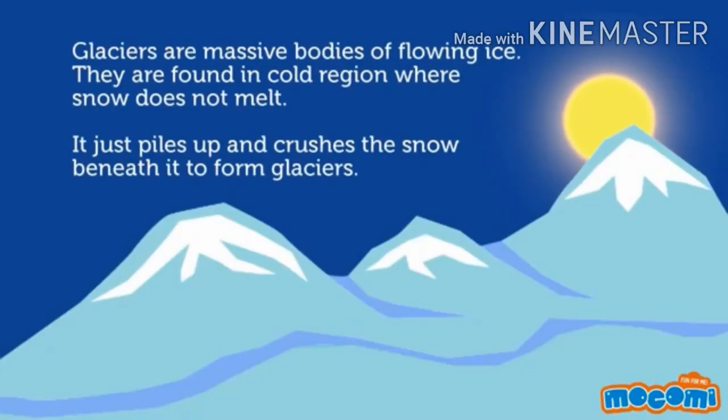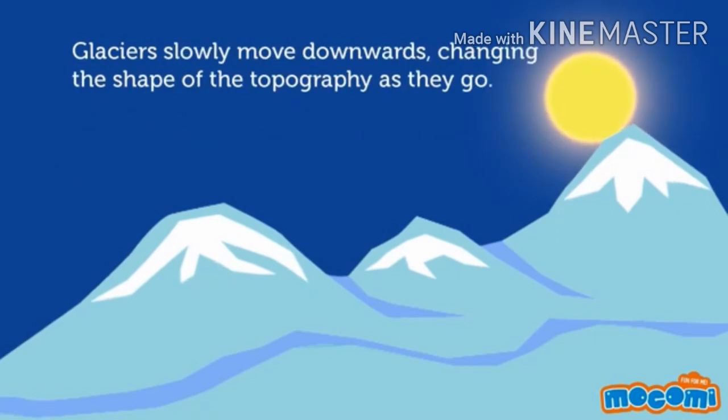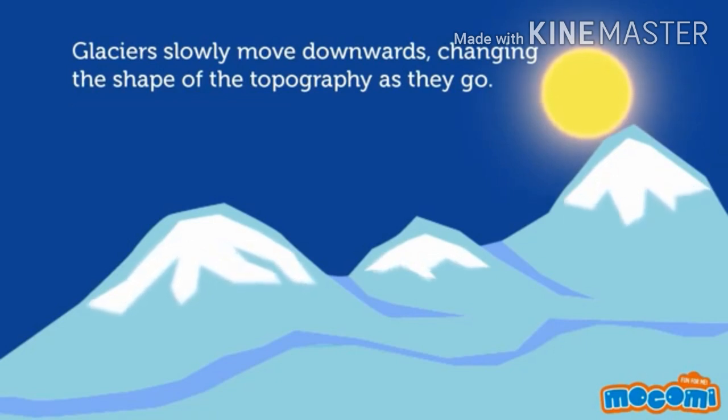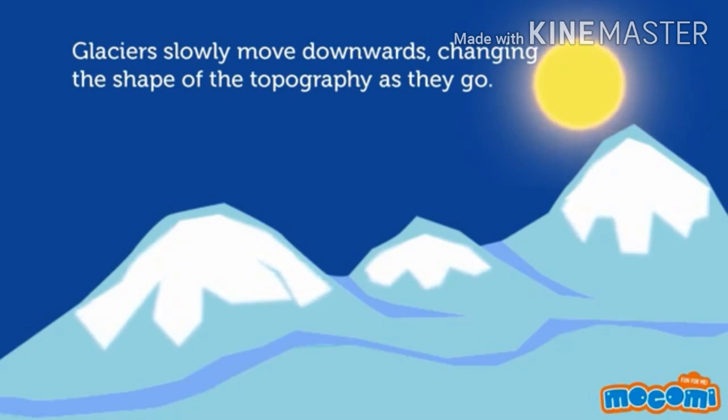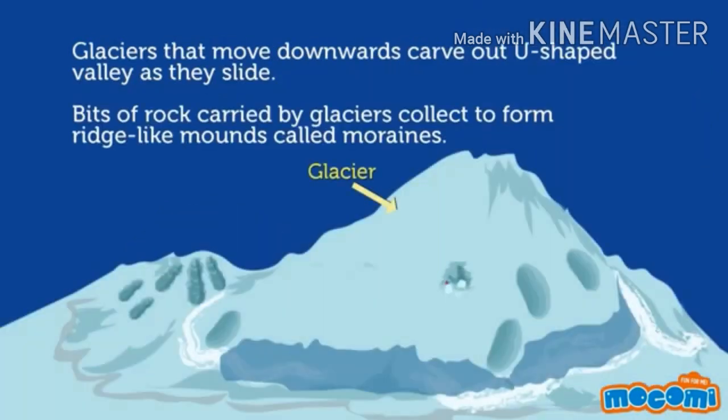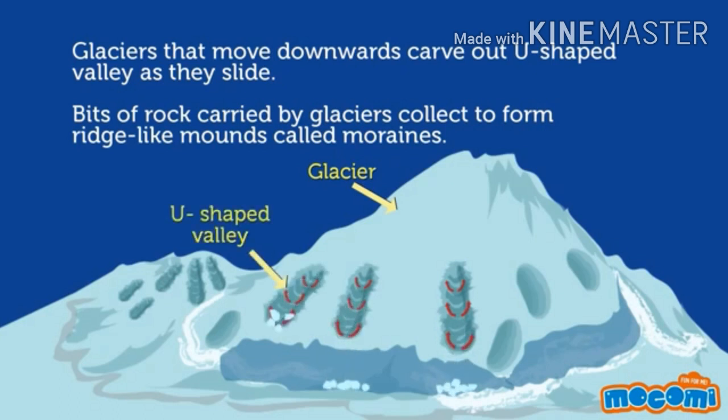Glaciers are massive bodies of flowing ice. They are found in cold regions where snow does not melt. It just piles up and crushes the snow beneath it to form glaciers. Glaciers slowly move downwards, changing the shape of the topography as they go. Glaciers that move downwards carve out U-shaped valleys as they slide. Bits of rock carried by the glaciers collect to form ridge-like mounds called moraines.